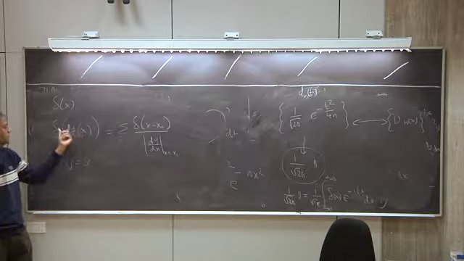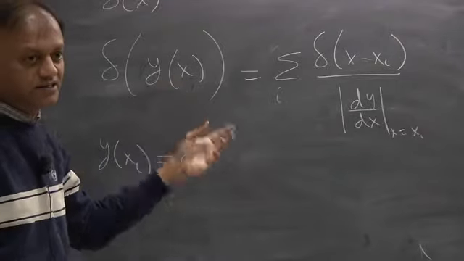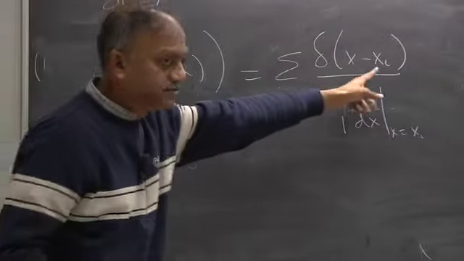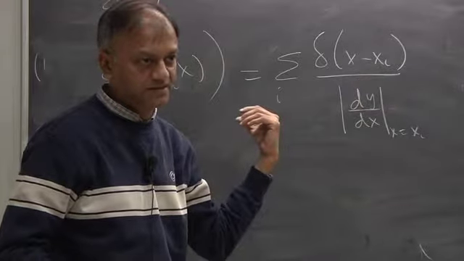So this will only contribute when y of x vanishes. So that's why it's important to find out where y of x vanishes, right? And the xi's are by definition those points where y of x vanishes.